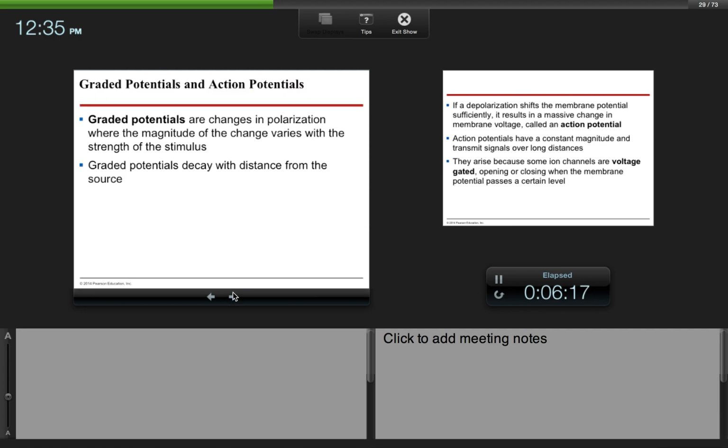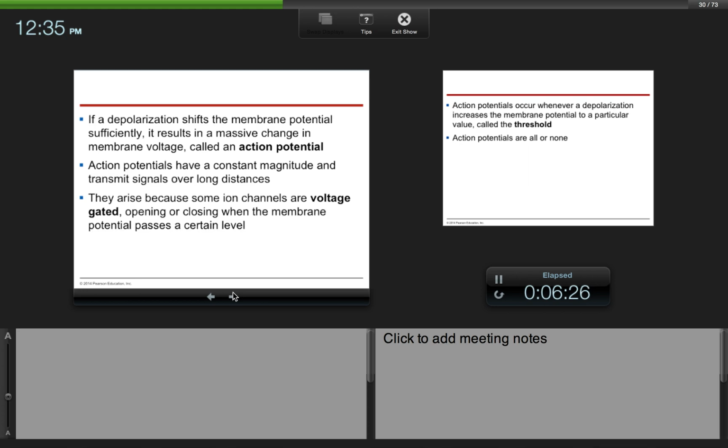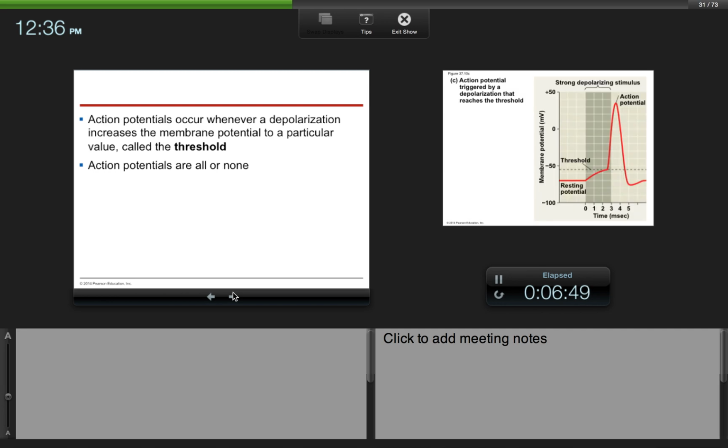Graded potentials are changes in polarization where the magnitude of the change varies with the strength of the stimulus. Graded potentials decay with distance from the source. If a depolarization shifts the membrane potential sufficiently, it results in a massive change in membrane voltage called an action potential. Action potentials have a constant magnitude and transmit signals over long distances. They arise because some ion channels are voltage gated, opening or closing when the membrane potential passes a certain level.